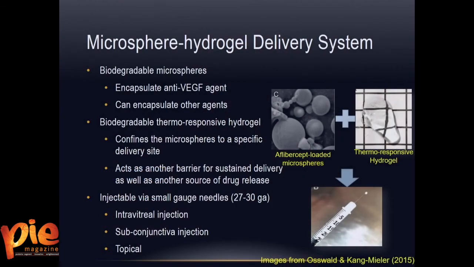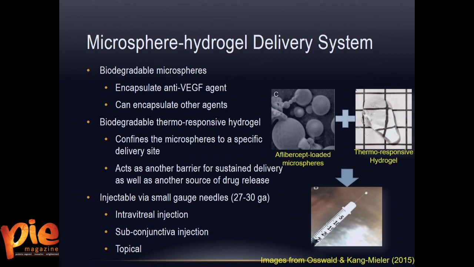For the next couple of minutes, I wanted to talk about some of the things that we're doing in my laboratory, which is using the microsphere hydrogel delivery system. I have biodegradable microspheres that can encapsulate anti-VEGF or any other agents, and they're embedded into a biodegradable thermoresponsive hydrogel. The hydrogel will confine the microspheres to the delivery site as well as provide another layer to prolong the delivery. The hydrogel is interesting in that it's thermoresponsive. At room temperature it is liquid-like, so you can inject it using small gauge needles, and it will become a solid gel at body temperature.